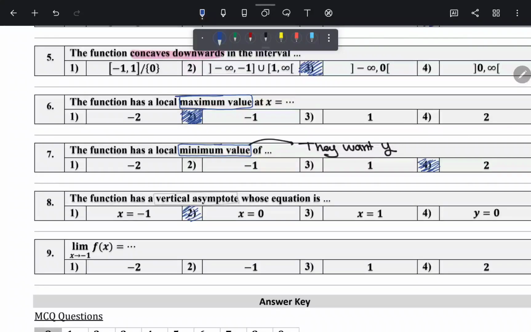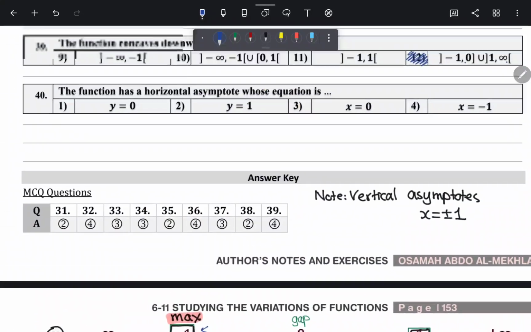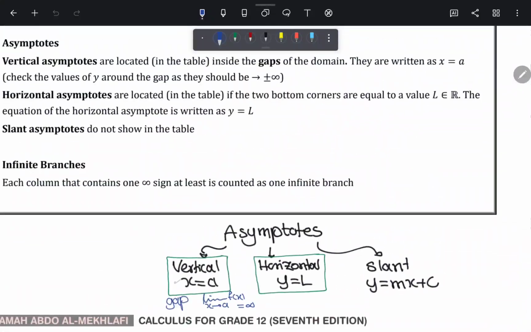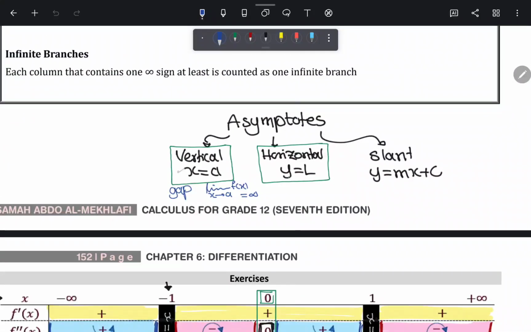Okay? So that's my vertical asymptote. What about the horizontal asymptote? The horizontal asymptote is y equals L. Where do you find this? You find it when the limit of f of x as x goes to plus or minus infinity, we take leading term over leading term. Where do you find this exactly?